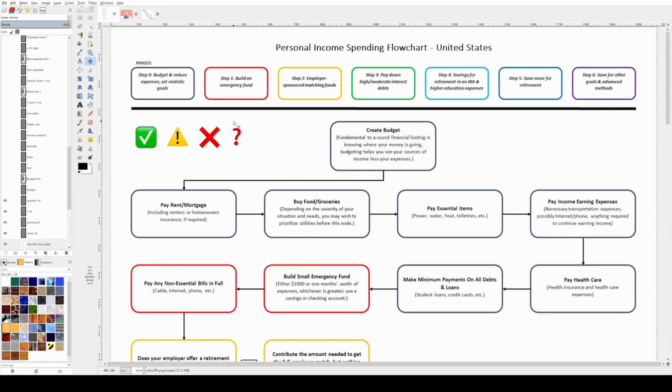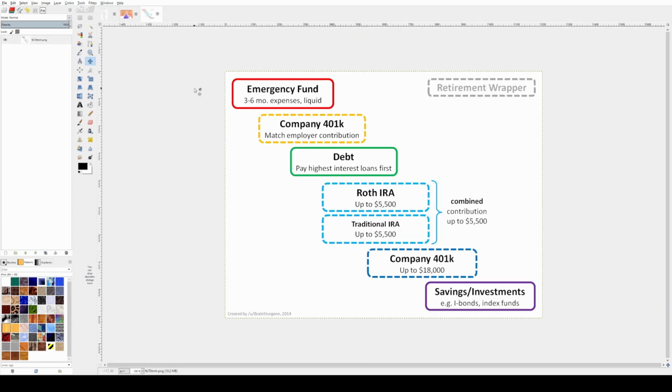Now, this flowchart system is split up into 6 main steps, with an initial step 0 for the most basic financial needs. These are outlined up here in these colored boxes. And this is a general overview of the whole process.